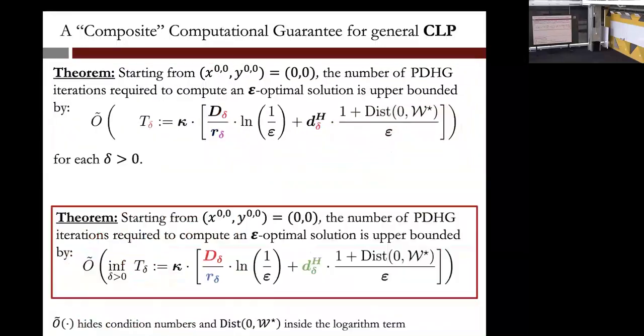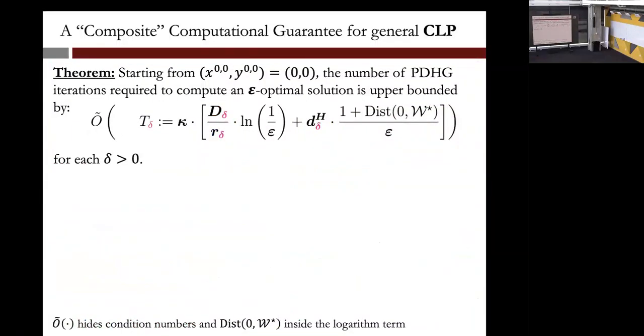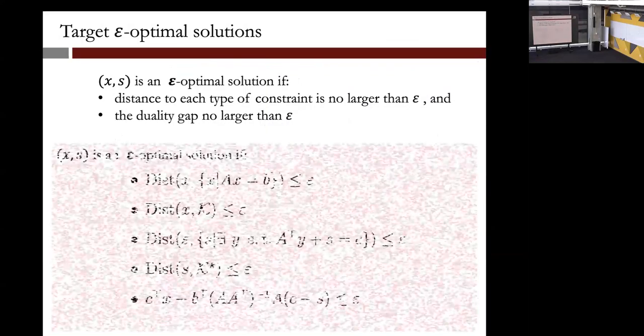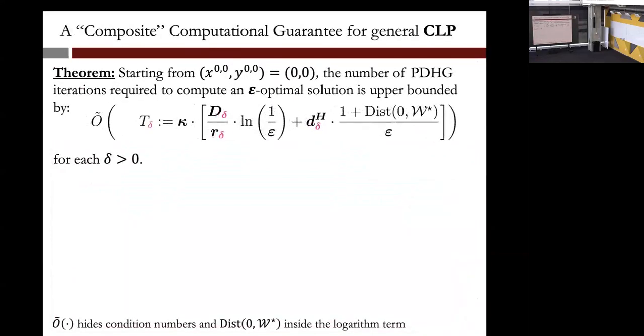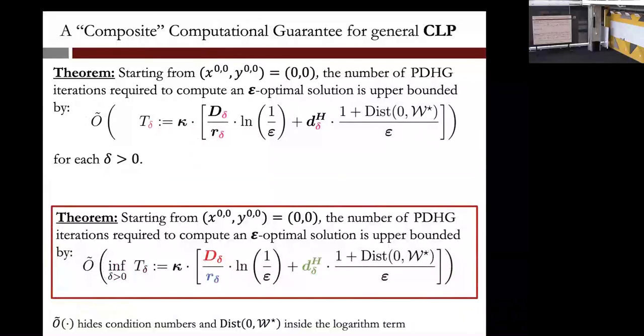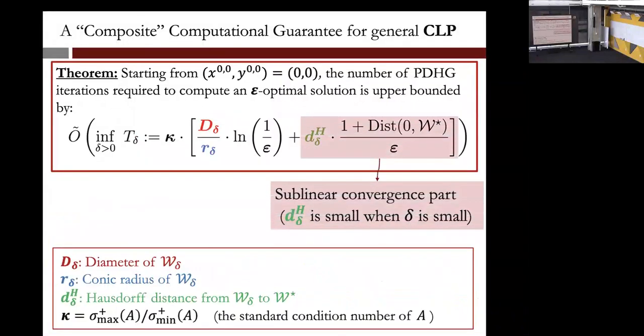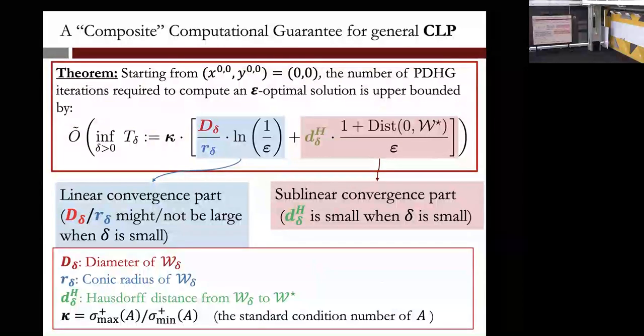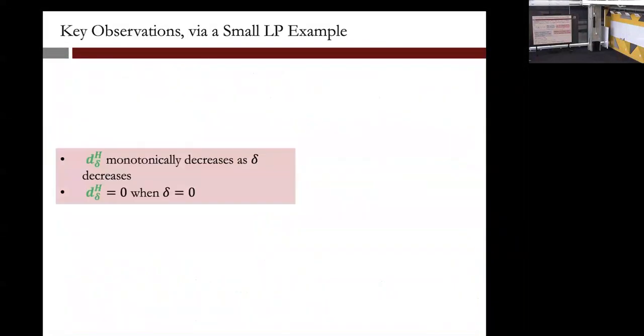Okay, actually, I'm going to, wait, where did I have my, sorry, folks, getting a little confused. Yeah, oh, here, that's right. And here again, this kappa is just the standard condition number of the matrix A.